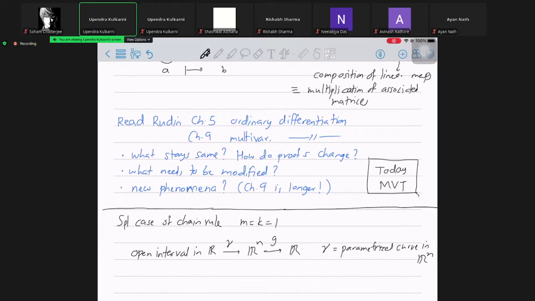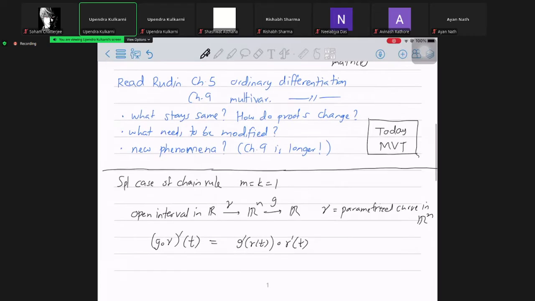So what do I have? Let's write this down. The derivative of G composed with gamma at T, I know exactly what it is. It is G prime of gamma of T composed with gamma prime of T. Okay, but now let's see what this is.